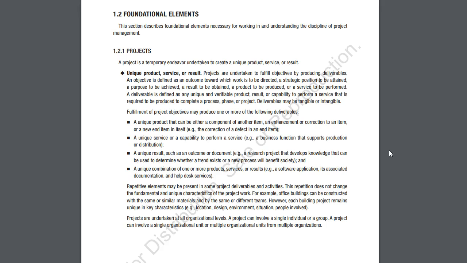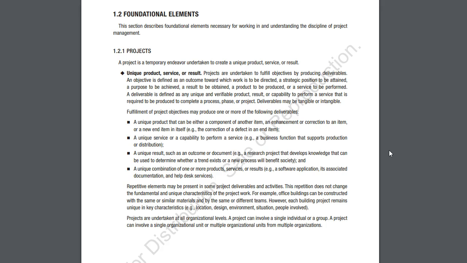There may be some things internally that are repetitive inside of our project, but the entire project itself is not repetitive. So unique, temporary, and it tries to have a specific result or a specific item at the end of it. So make sure you can define a project. So something that's unique.